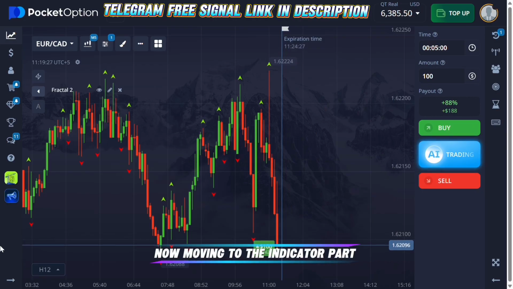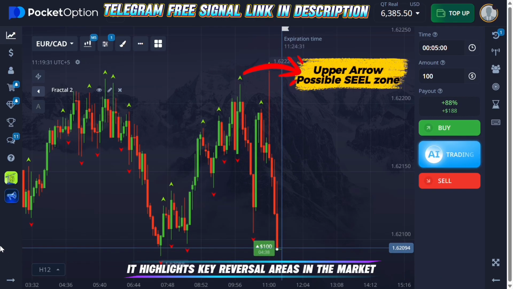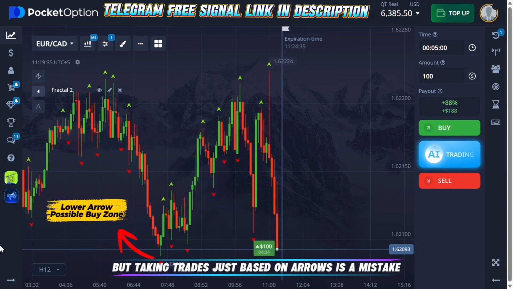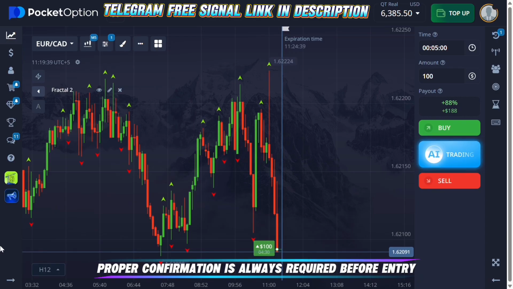Now moving to the indicator part, I'm using the fractal indicator in this setup. It highlights key reversal areas in the market, where price is likely to change direction, but taking trades just based on arrows is a mistake. Proper confirmation is always required before entry.